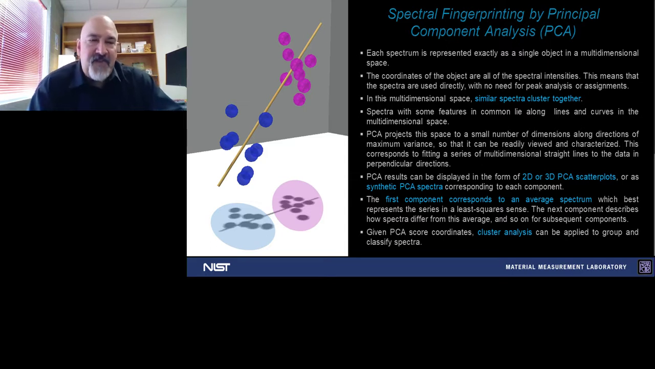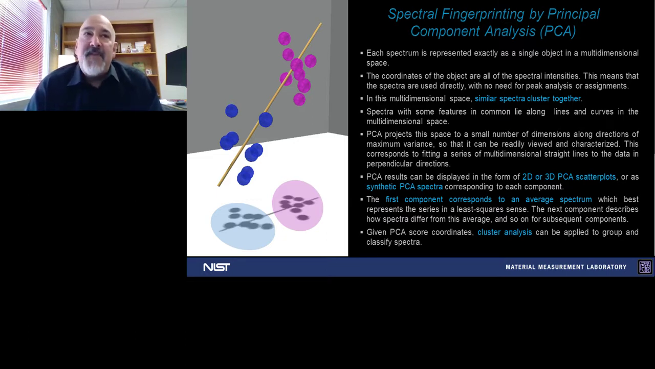Now, this seems peculiar, but if you think about this data representation, you'll see that it has some interesting and useful properties. For example, if we think about two spectra which are more or less the same, that means their intensities are more or less the same, and that means that they correspond to objects that lie in more or less the same part of this large multidimensional space.